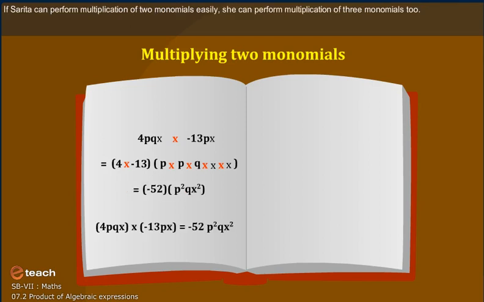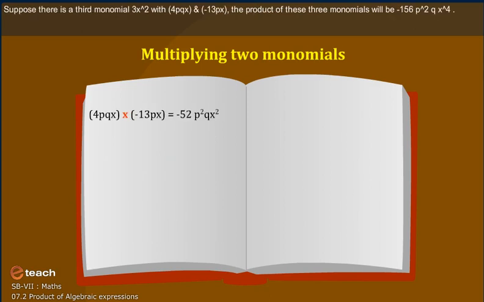If Sarita can perform multiplication of two monomials easily, she can perform multiplication of three monomials too. Suppose there is a third monomial 3x square with 4pqx and minus 13px. The product of these three monomials will be minus 156p square q x raised to power 4.